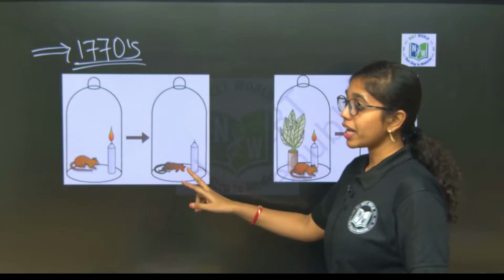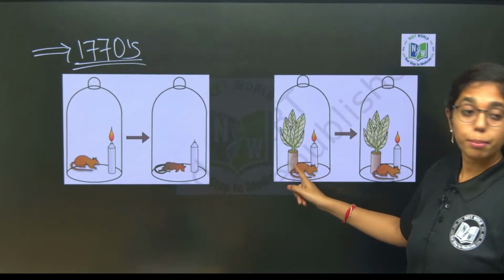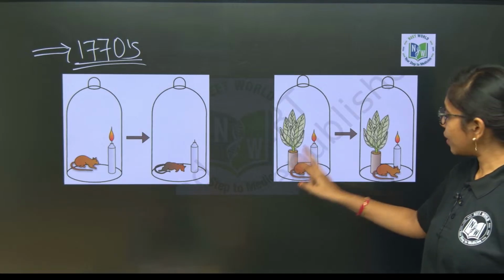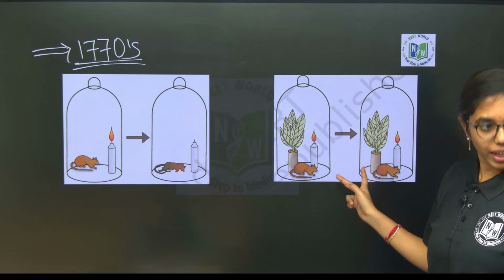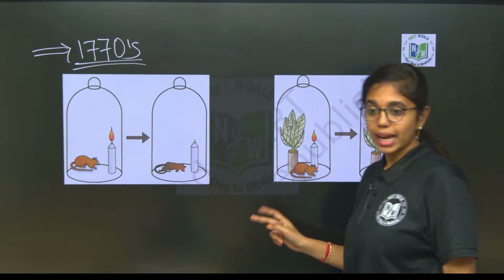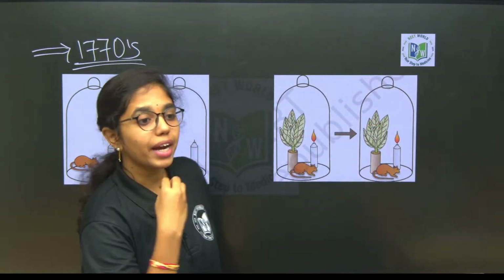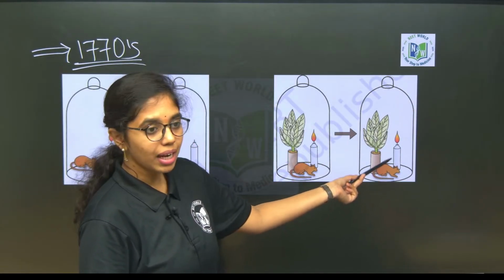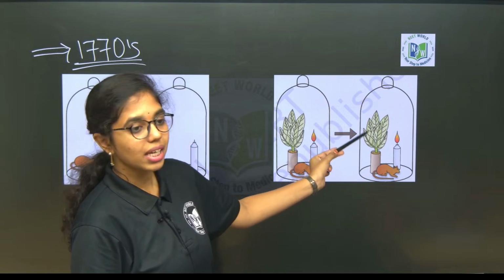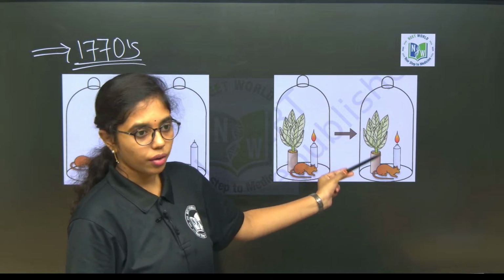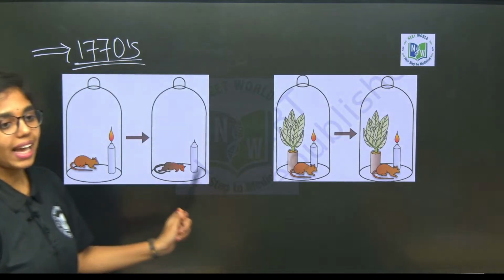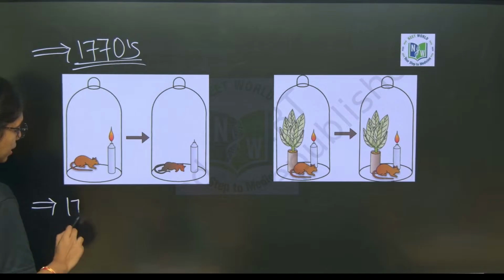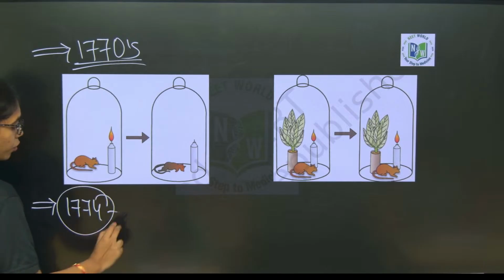But when the same experiment was repeated with a mint plant, a mouse and a burning candle, it was not the same even after a certain period of time. He concluded that whichever gas is respired out of the plant is taken by the burning candle and the animal, and whichever is expired by them is taken by the plant. So, with this he said that gas is what? Oxygen. As such, the discovery of oxygen was done in the year 1774.